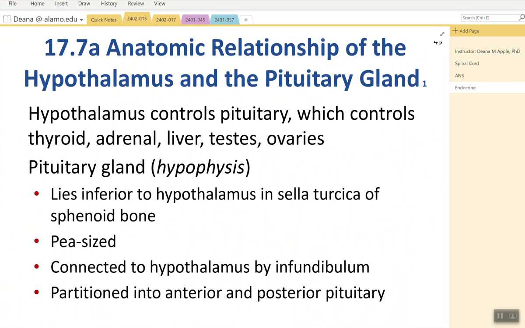Okay, so let's move up to the primary hormone regulator. This is the pituitary gland. So the pituitary gland is regulated by the hypothalamus. We remember where the hypothalamus is, right?